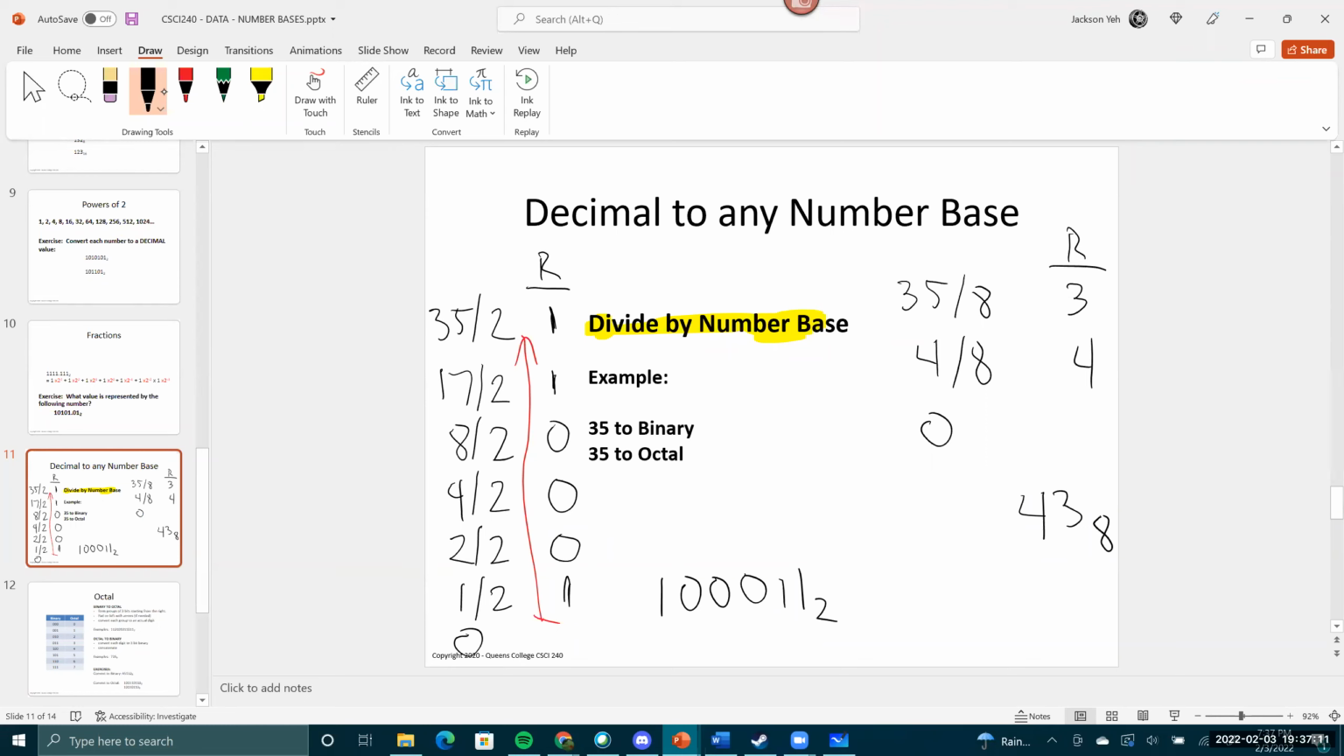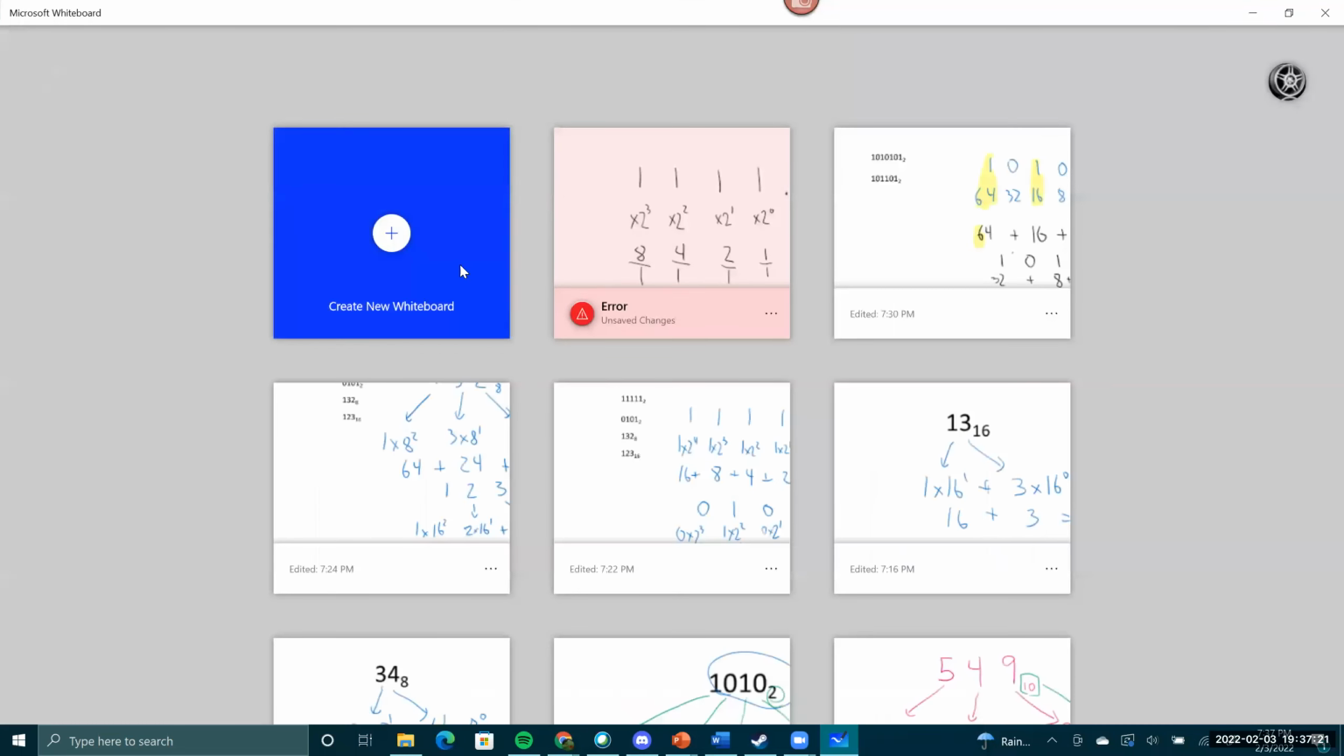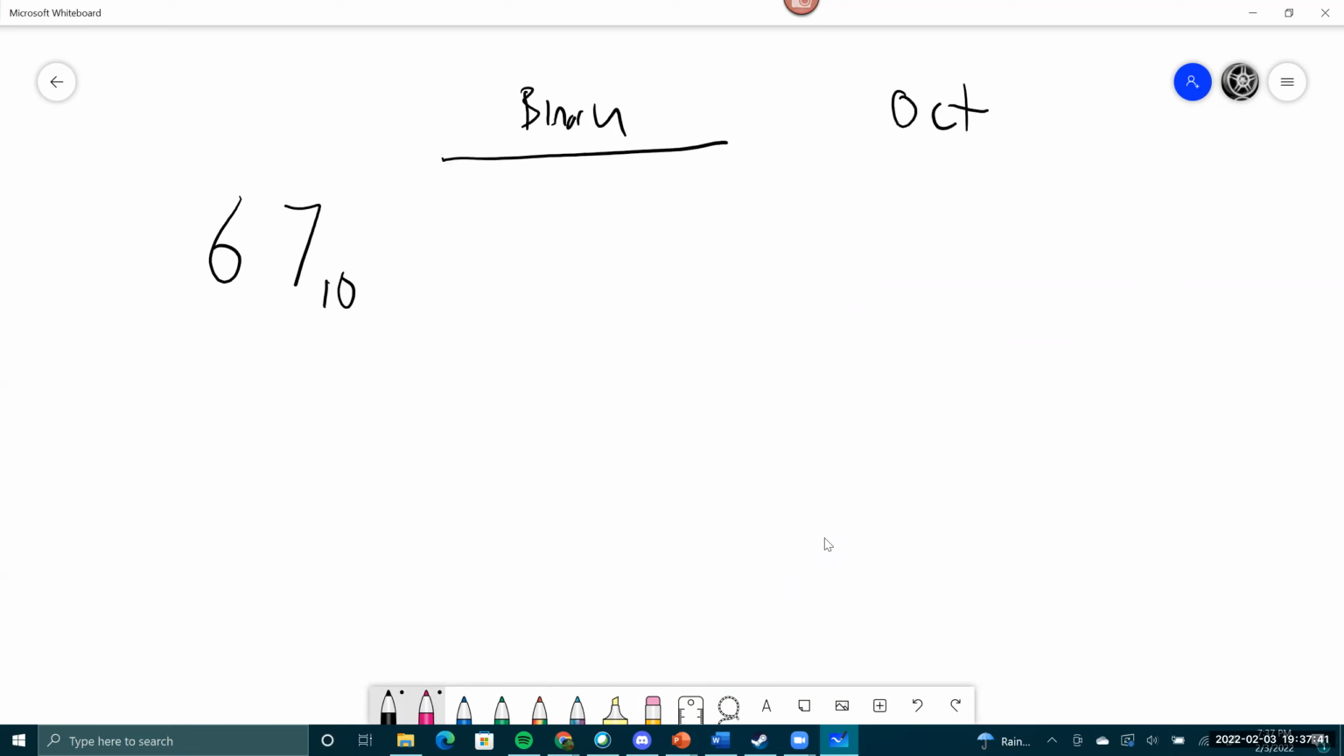All right. So now I'm going to give you guys an exercise. It looks like it's not typed up here, but we'll just give you a handwritten exercise. I want you to convert the following number, let's do 67. I want you to convert this to binary, and I want you to convert it to octal.